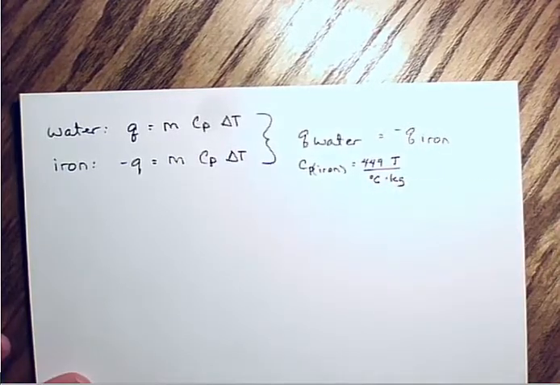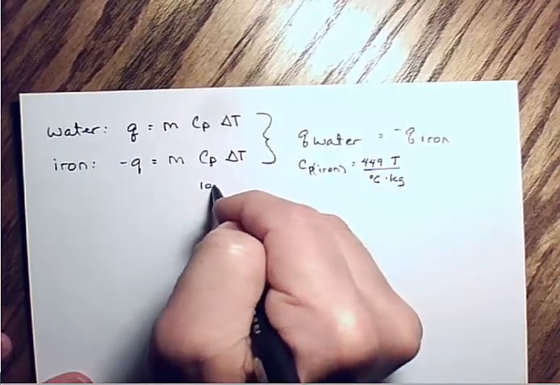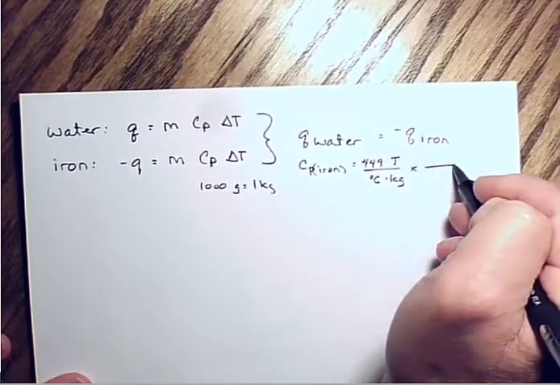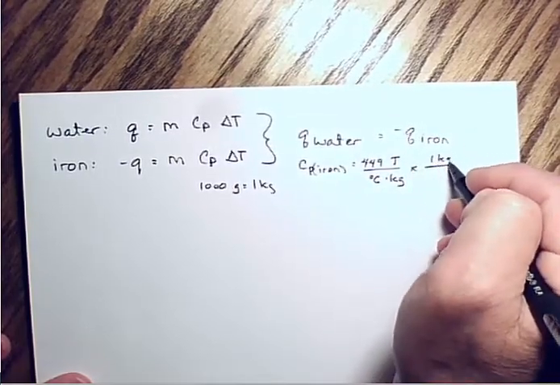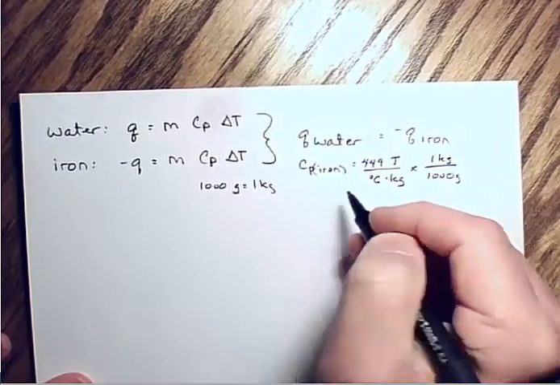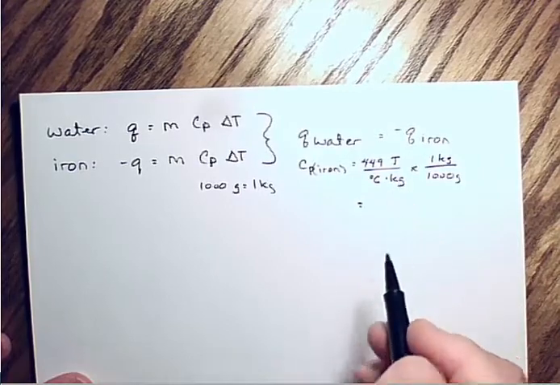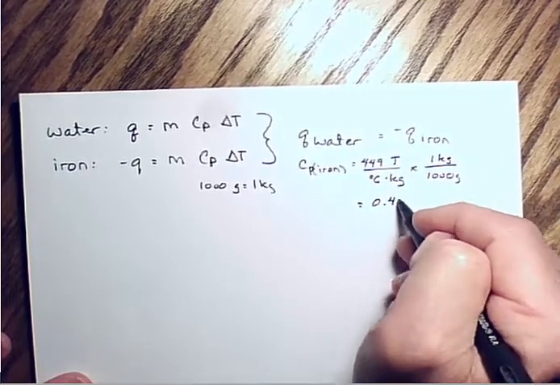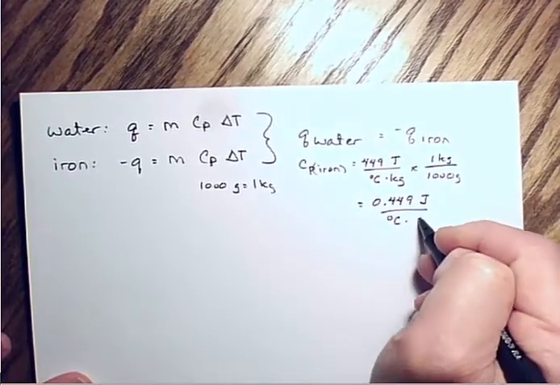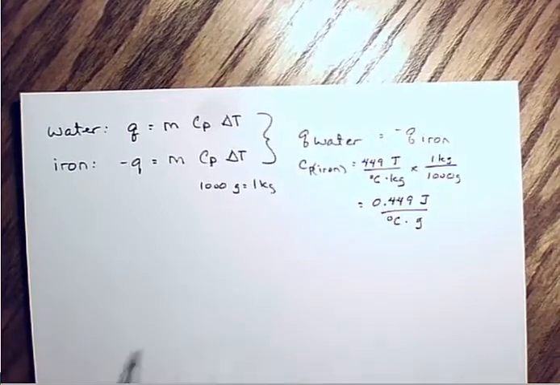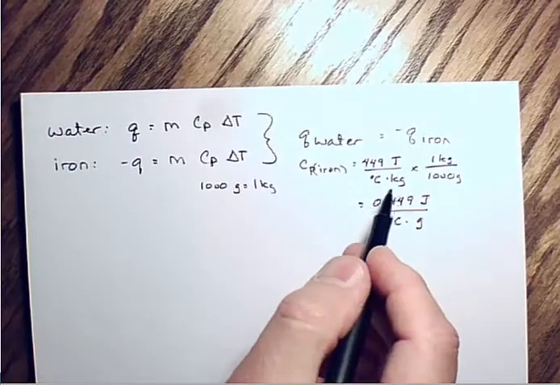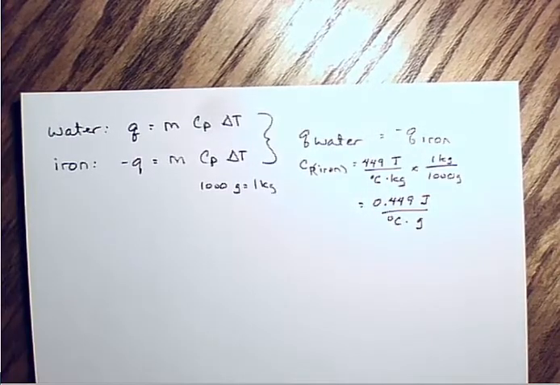But I want it in grams because I'm measuring in grams. So I know that there are 1,000 grams in 1 kilogram, and I use that to build a conversion unit, 1 kilogram and 1,000 grams. And I found that my specific heat for iron in grams is 0.449 joules per degree C per gram. Okay? So that's our specific heat for iron. You wouldn't know this, I'd have to look it up or give it to you.